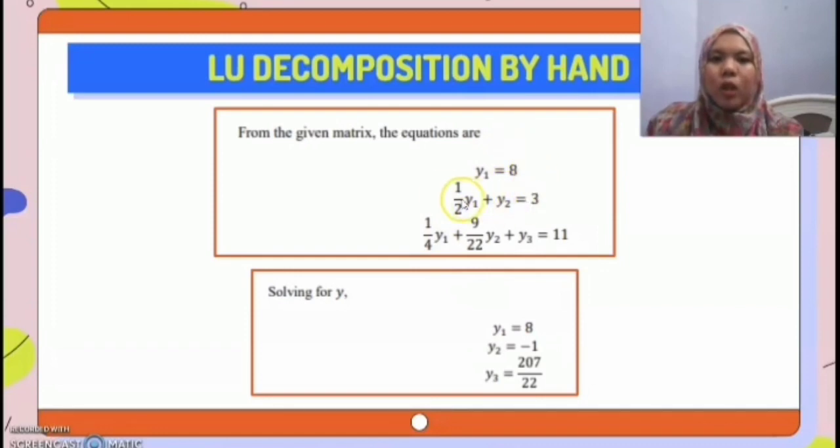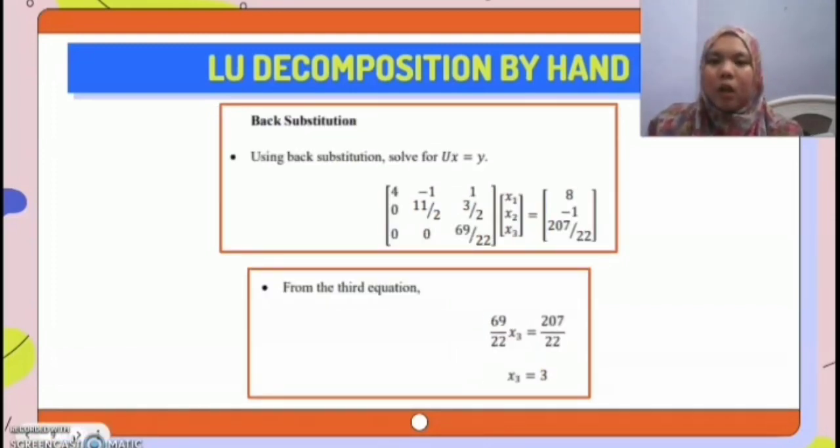As we can see, y1 is given as 8, so y1 equal to 8. Then to get the value of y2, we must substitute the value of y1 into equation 2, and then we get the value of y2, which is negative 1. As for y3, we substitute the values of y1 and y2 that we have obtained before into equation 3, and we get the value of y3 equal to 207 over 22.